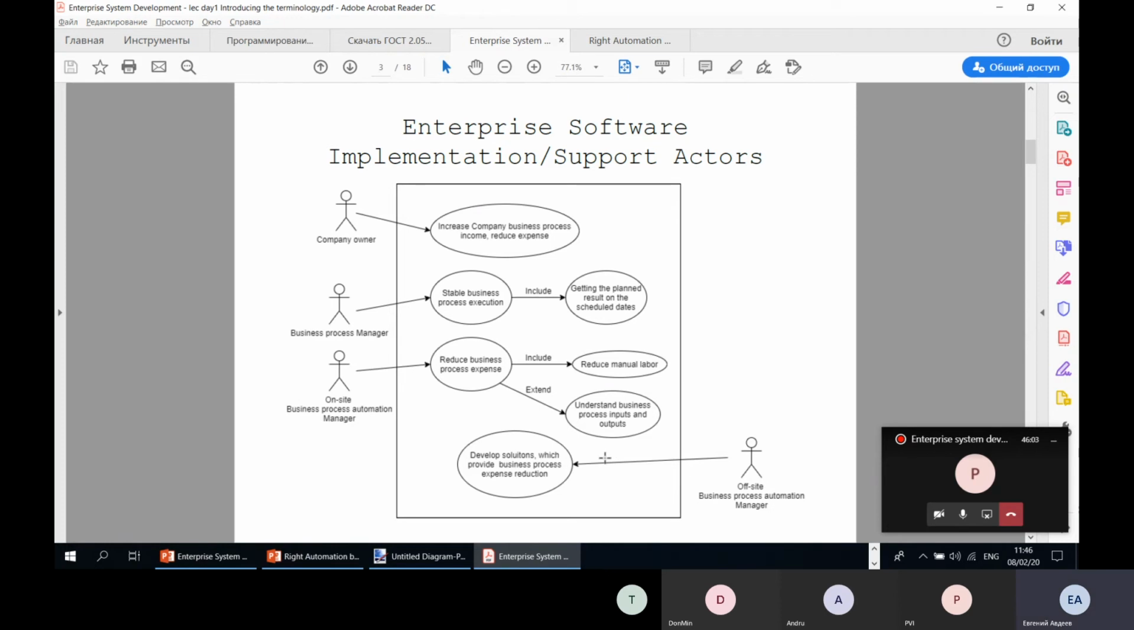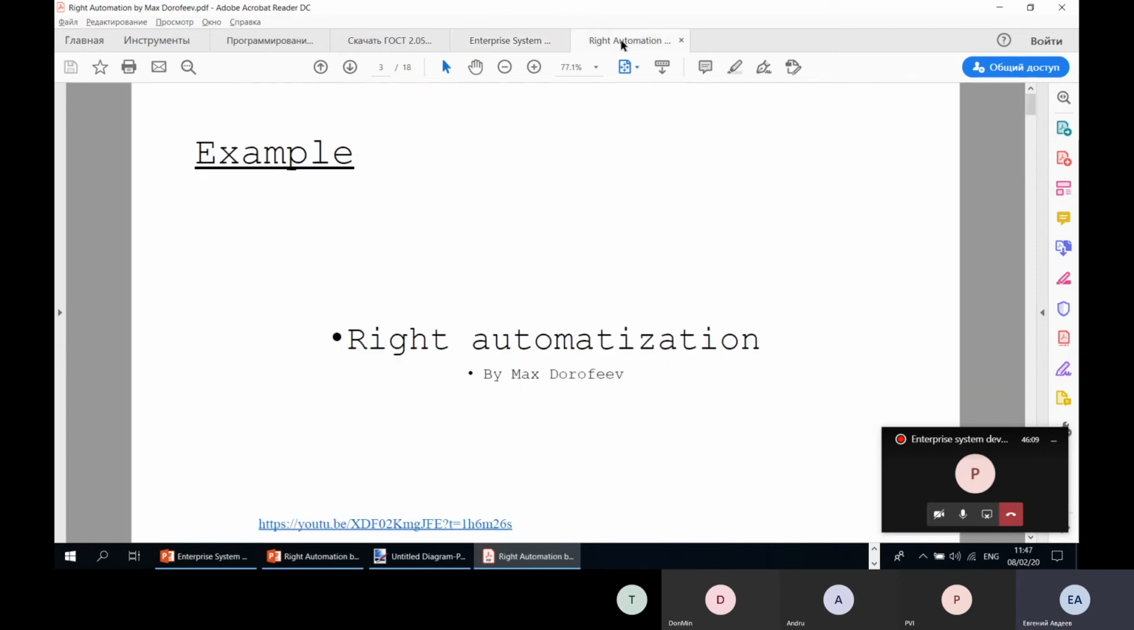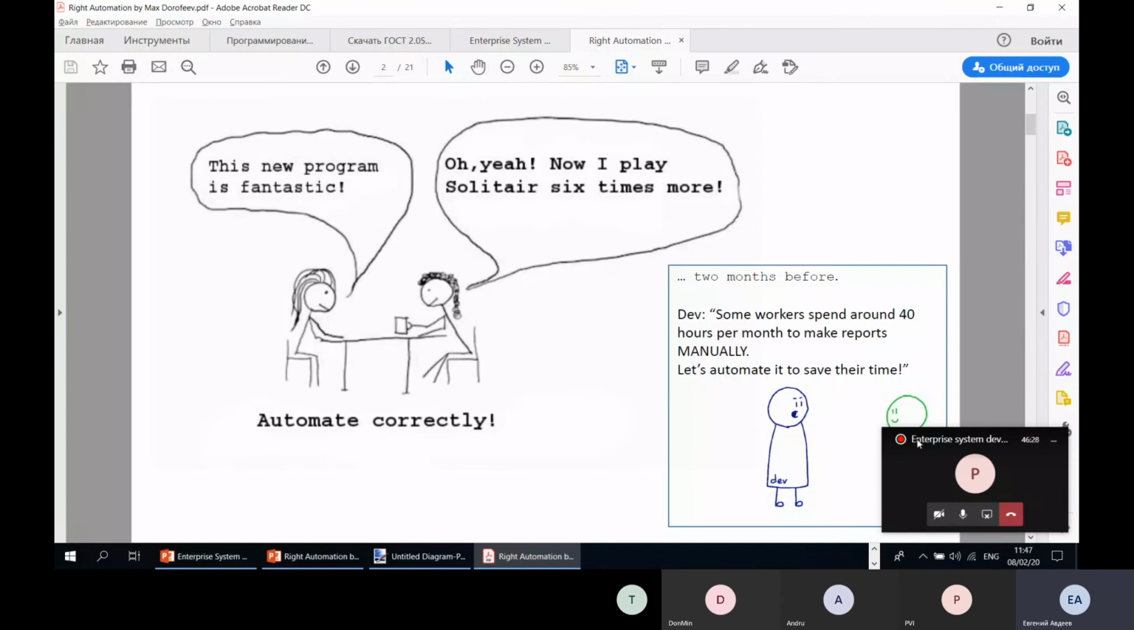And to maybe better understand this problem, I usually show an example made by Maxim Dorofeev. You can also see it in the original by this link. He talks a lot about some topics and some preface.